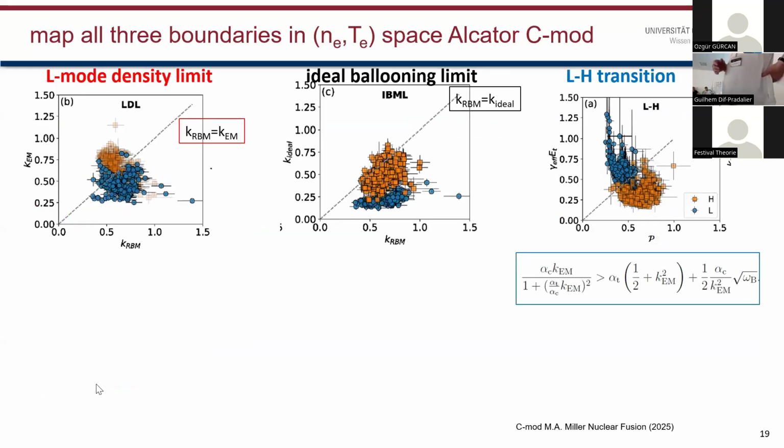It also works with Alcator C-Mod. Here's the data from Alcator C-Mod now. So comparing the wave number conditions for the density limit, ideal ballooning mode, and the L to H transition, you see it's all separating this in a good way.